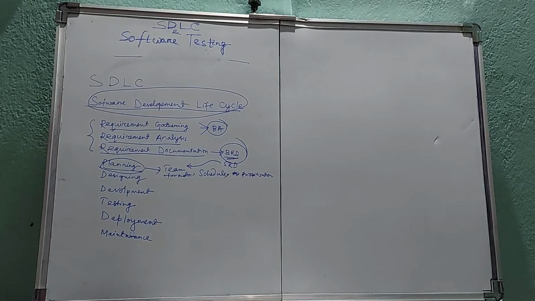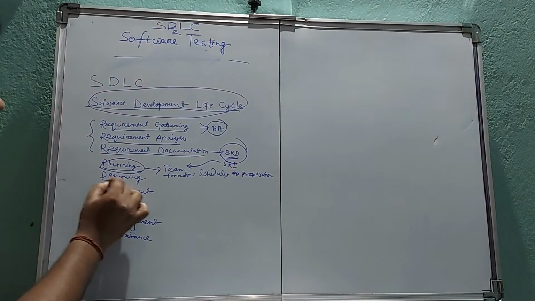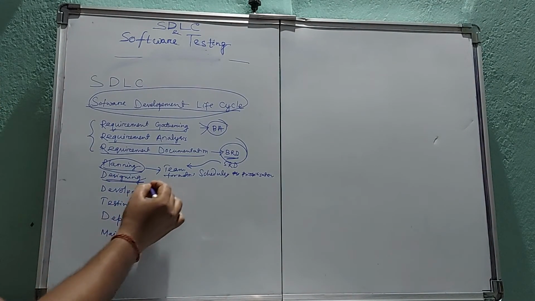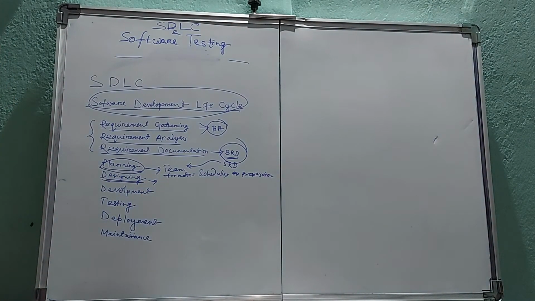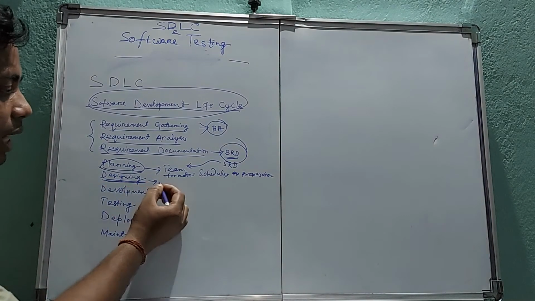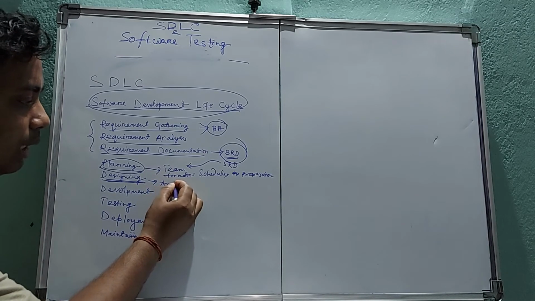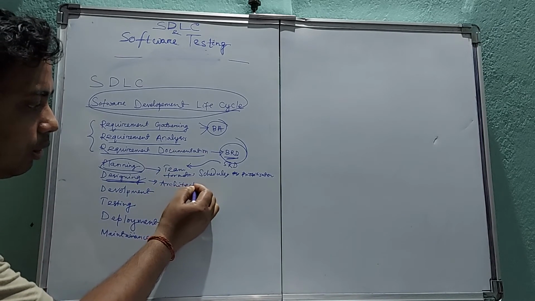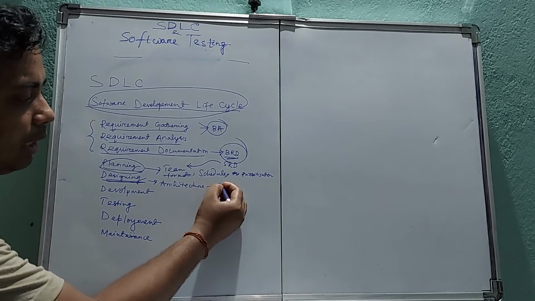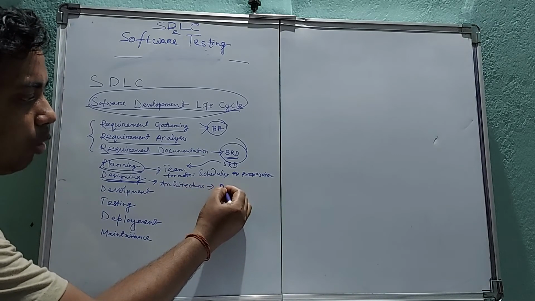Once this is done, then this BRD will be taken for designing purpose. Designing means how the software will overall be created, how the architecture of the software should be. So this all comes under design, and in this design phase some software architects will be involved, and they will create a design document.